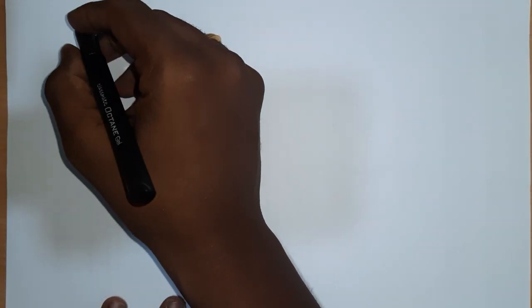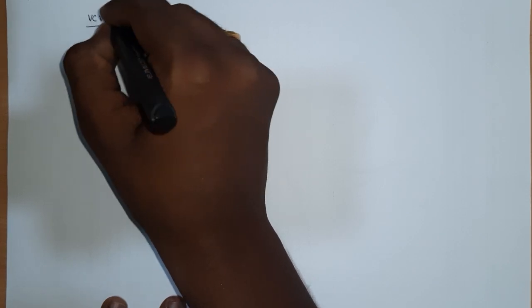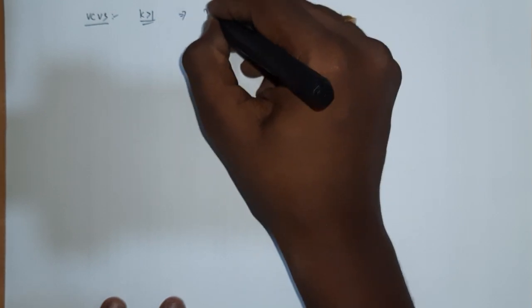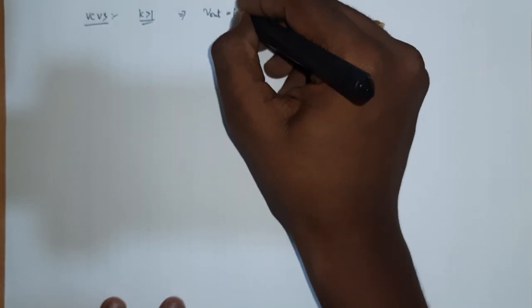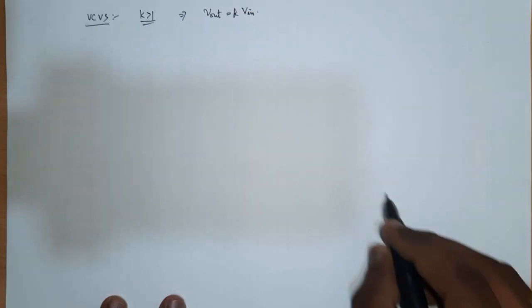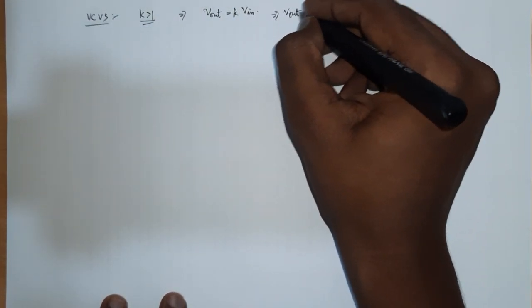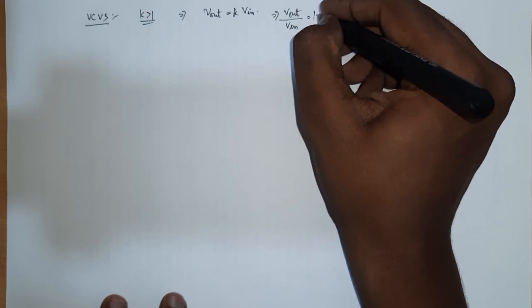So in this lecture we'll try to build a voltage controlled voltage source using an op-amp, with k greater than 1, which means I'm going to build an op-amp circuit with Vout equal to some k times Vin. So here Vout by Vin will be k.